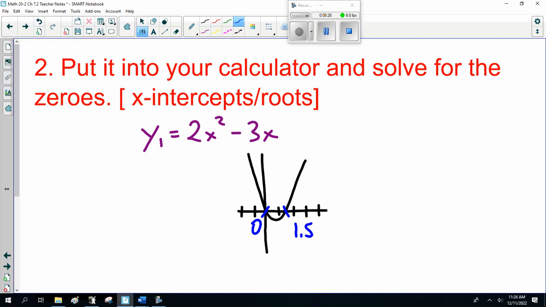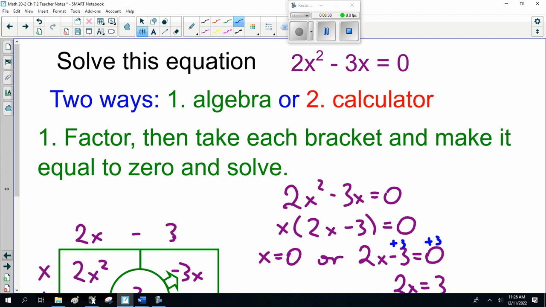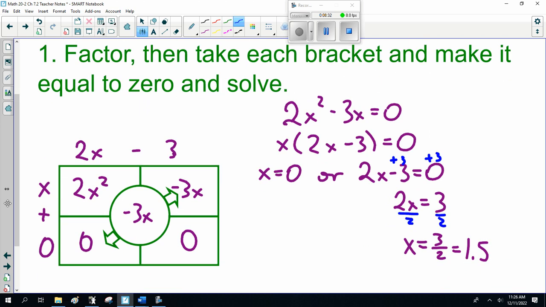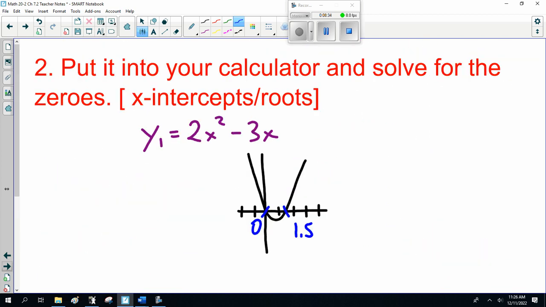So, if you don't want to factor these, you can always graph them. So our two solutions are 0 and 1.5. We found that algebraically. We found it graphically. Now, be careful. There will be times I will tell you to do it algebraically, not graphically. You can always check your work graphically.